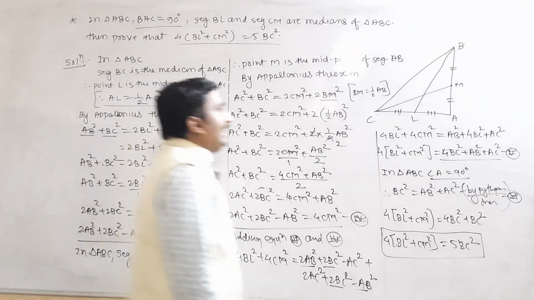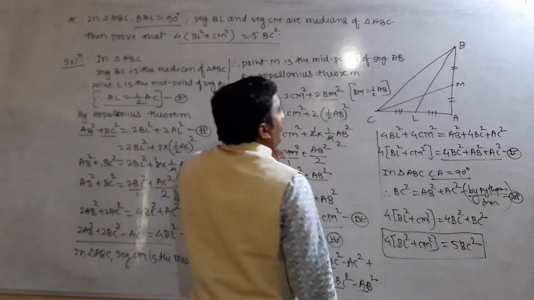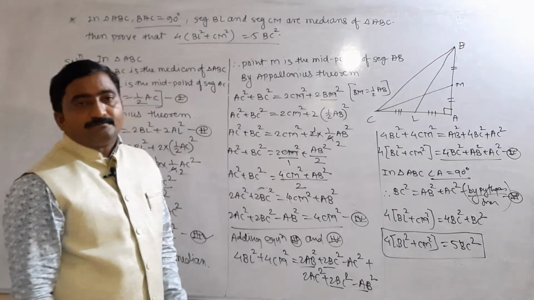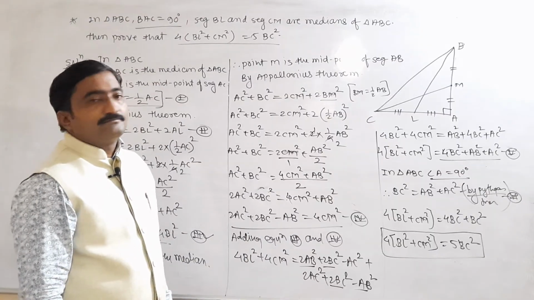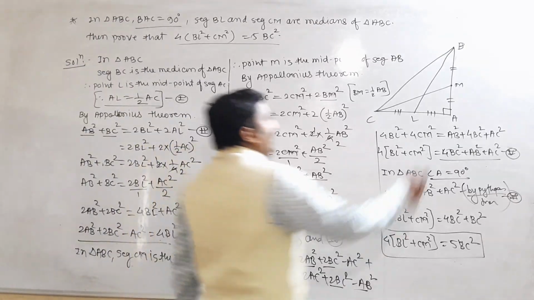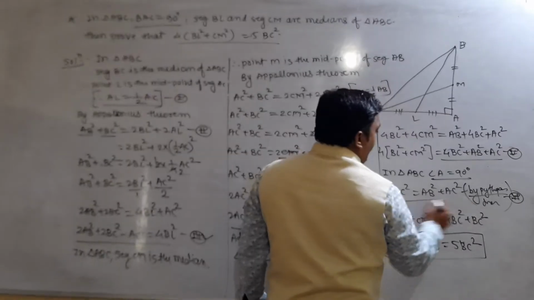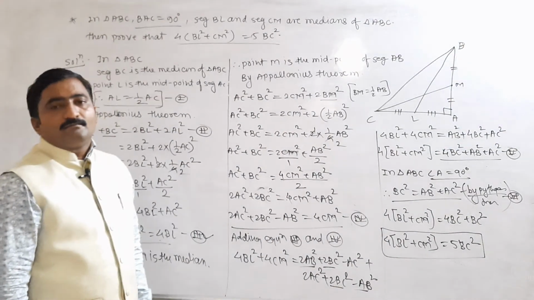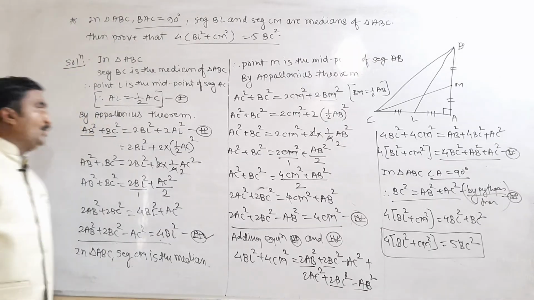Remember that angle BAC is equal to 90. It is a right angle. By Pythagoras theorem, BC is the hypotenuse. So BC square is equal to AB square plus AC square. Remember the steps of this proof.